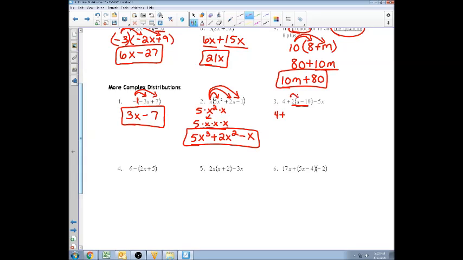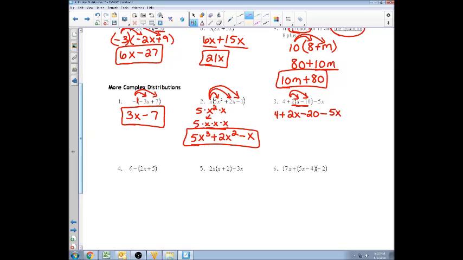I'm going to take the 2 times the x. That would get me 2x. I'm going to take the 2 times the negative 10. A positive times a negative is going to be a negative, so negative 20. And then I just need to bring down my negative 5x.